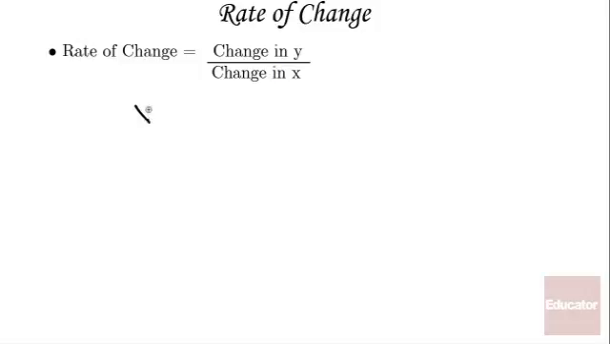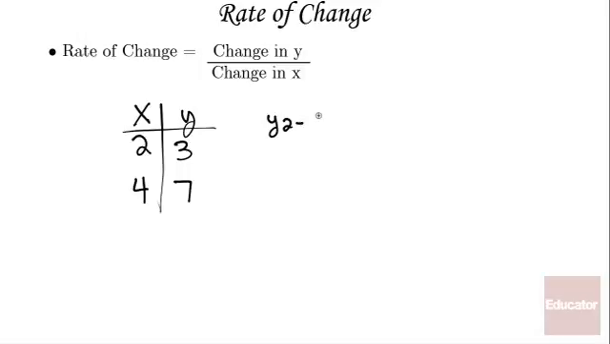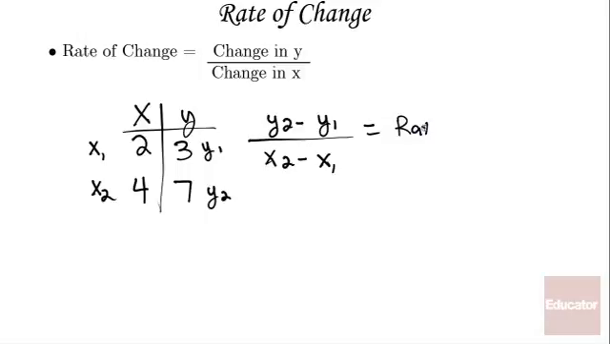For example, if I have pairs of numbers such that x is 2, y is 3, x is 4, y is 7, I could describe the rate of change as y2 minus y1 over x2 minus x1, where this first set is x1, y1, the second set is x2, y2. So this equals the rate of change.